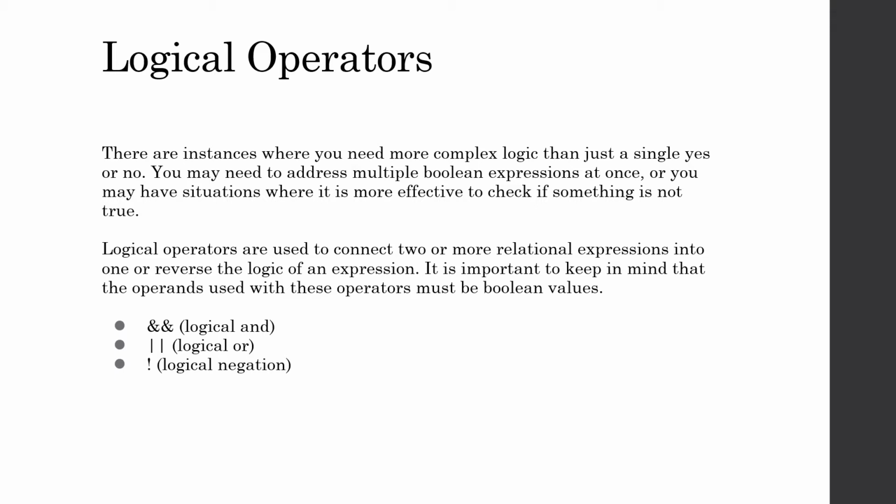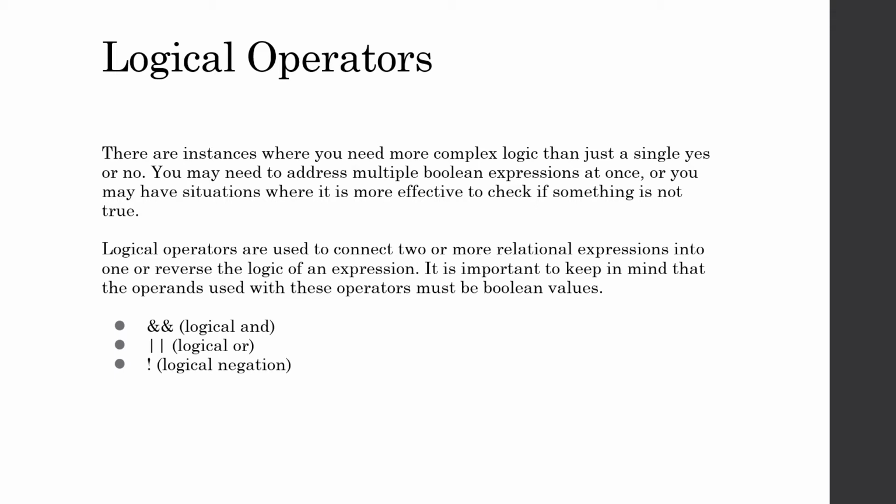So our logical operators are going to be used to connect two or more relational expressions, you can think of those as just Boolean expressions, into one, or to reverse the logic of an expression. It is important to keep in mind that the operands used with these operators must be Boolean values. Whenever we're dealing with the operands, the values on each side of our operators, we need to make sure that those evaluate to some Boolean literal, so they'd have to evaluate to either true or false.